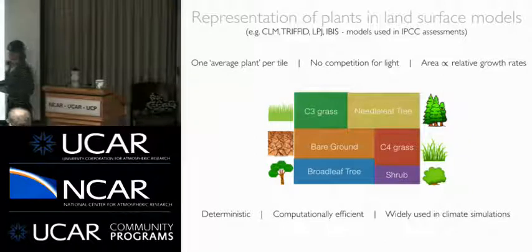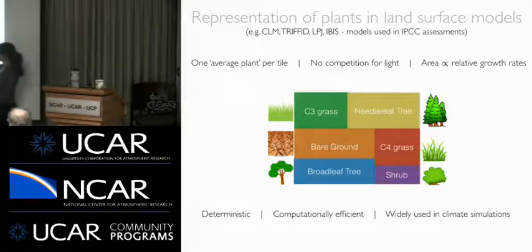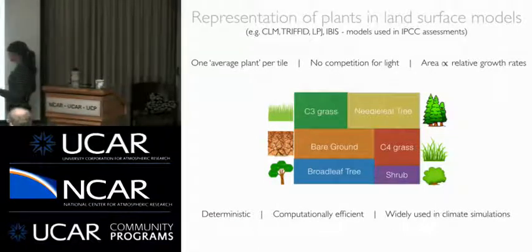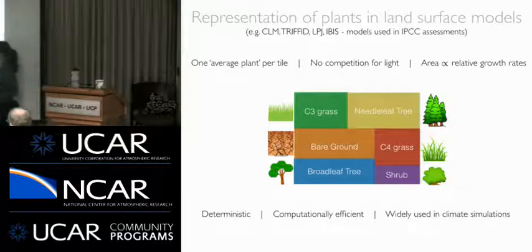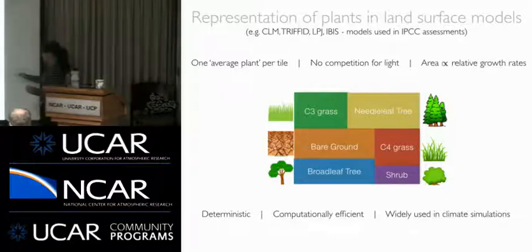The other thing is that if we're trying to predict how many needle-leaf trees and how many broadleaf trees there are, the area of them is basically proportional to the relative growth rate. So if they're growing at different speeds, they might sort of elbow each other out by this sort of empirical method. It's not a mechanistic approach. But at the same time, because we only have one average plant per tile, this model is very, very computationally efficient, and critically it's deterministic, which is another thing that applies to all models. Because of this, this is the approach which is used in basically all Earth system model simulations.